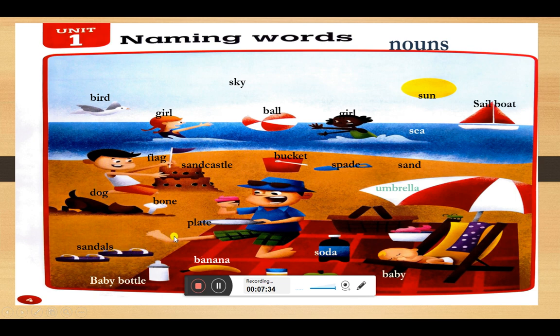Okay, they are all the nouns that we can see in page 4 of Unit 1. And as I told you before, a noun can come in two different forms. It can be singular or it can be plural.